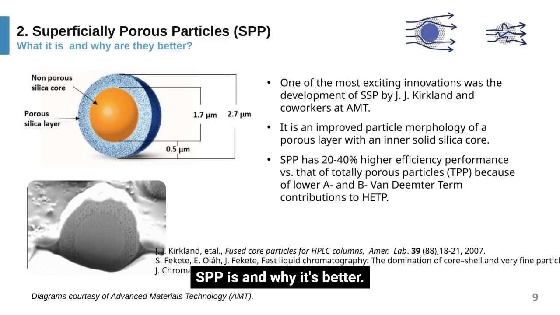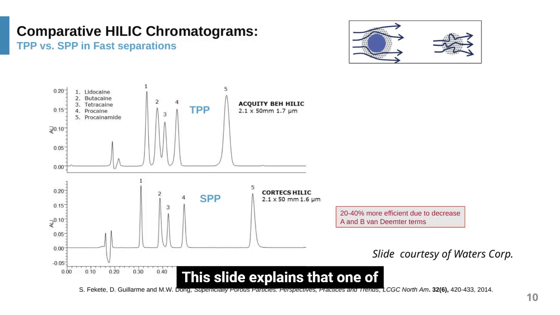This slide introduces superficially porous particles, SPP, with diagrams courtesy of Advanced Materials Technology, AMT. It asks what SPP is and why it's better. This slide explains that one of the most exciting innovations was the development of SPP. It is an improved particle morphology consisting of a porous layer with an inner solid silica core. SPP has 20 to 40% higher efficiency compared to totally porous particles, TPP, because of lower A and B Van Deemter term contributions to HETP.